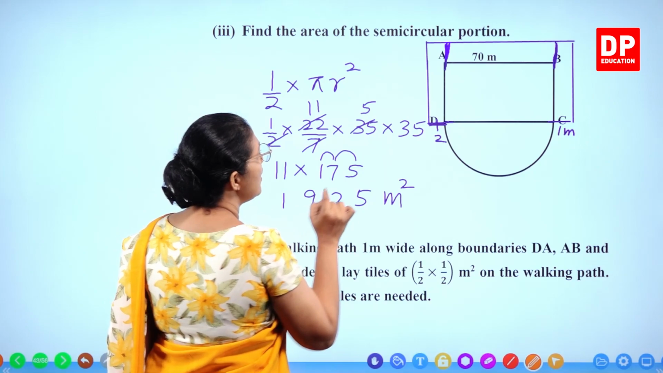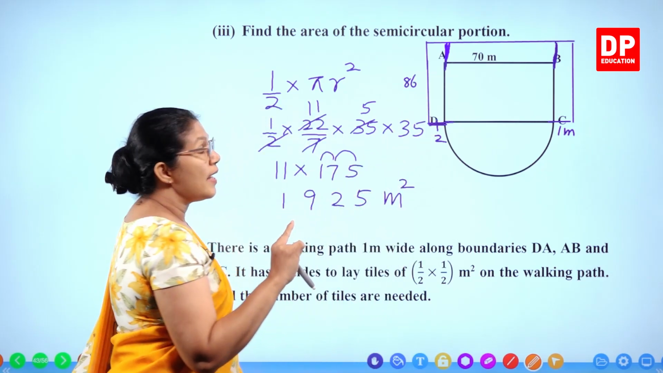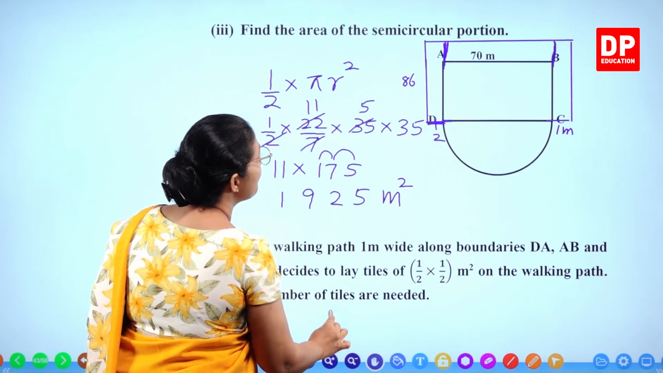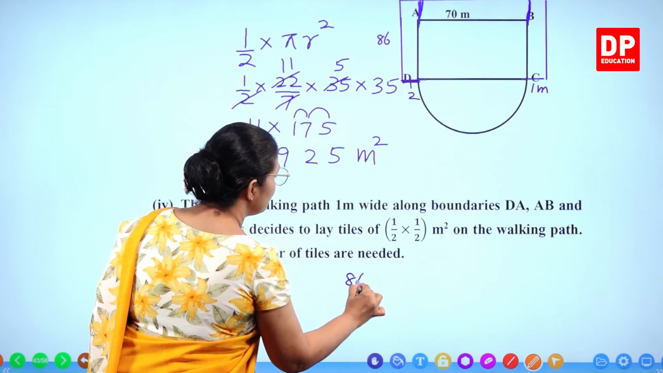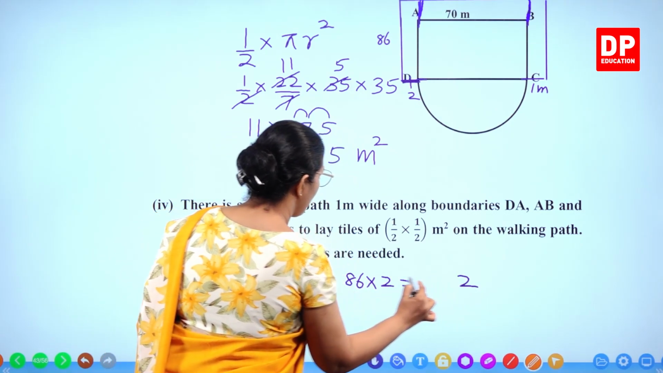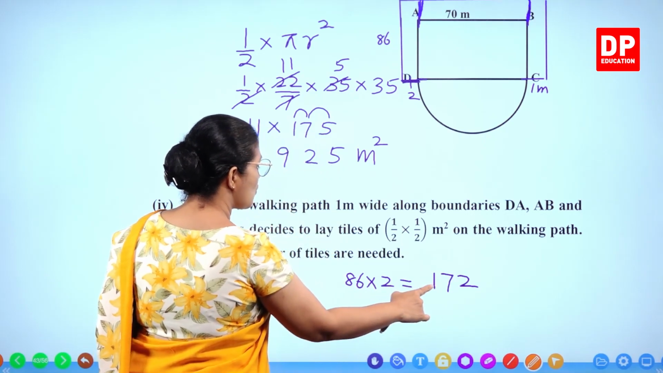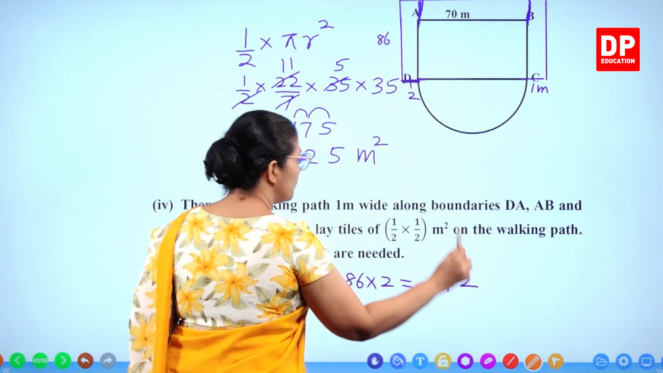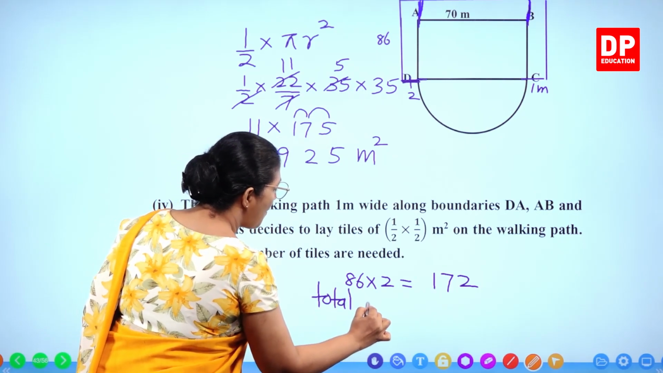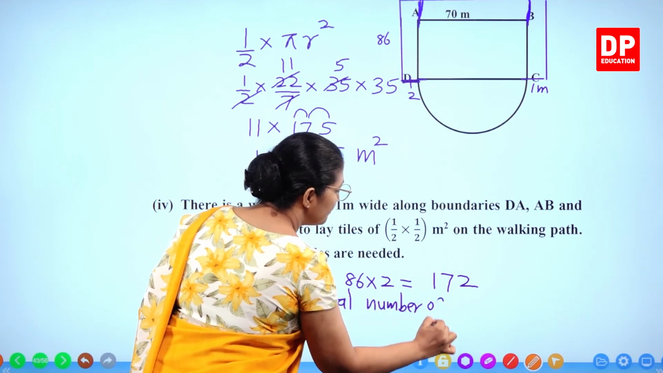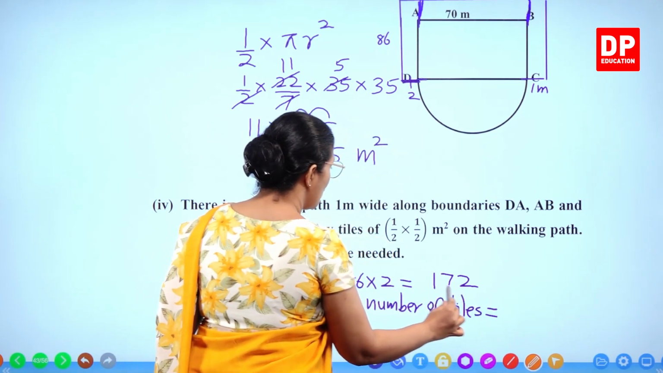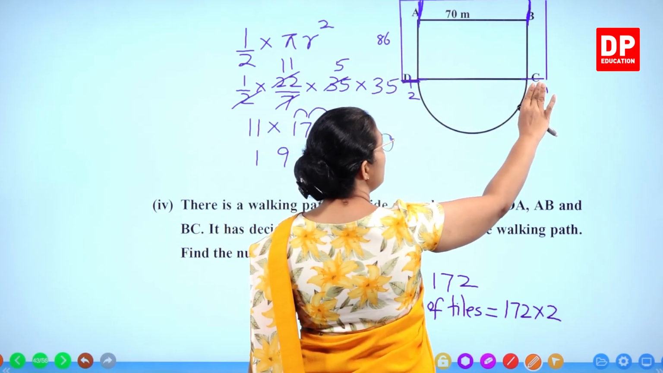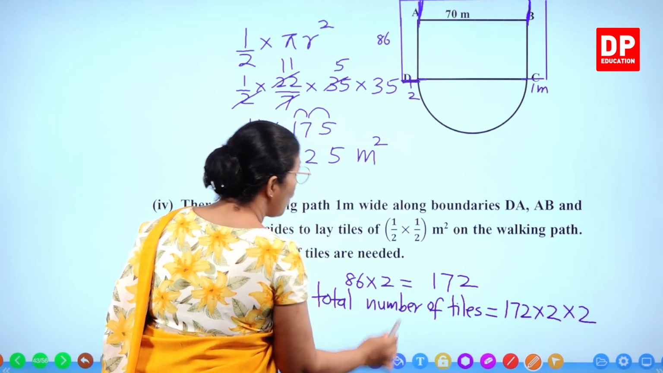So 85 plus 1, 86. So 86 divided by half, that means you multiply by 2. So how many tiles are needed for that part? 86 times 2, 172. 2 times 6, 12. 2 times 8, 16 plus 1, 17. So 172, and for the width into 2. So this is 172 times 2 for this part. So same thing on this side, so you have to multiply by 2. That's for these two areas.